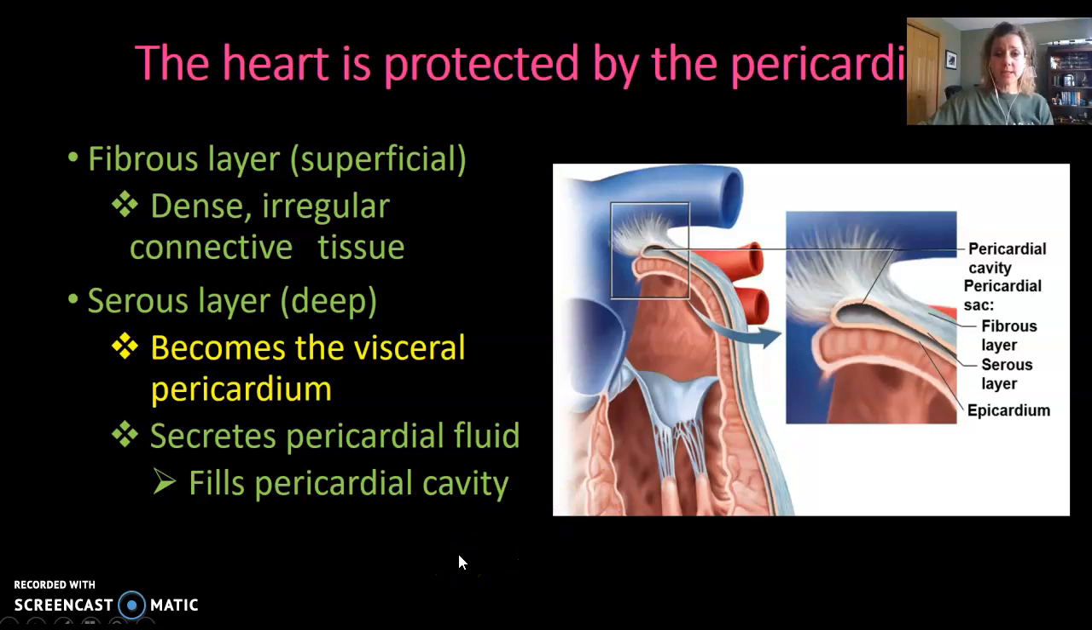Now, the heart is protected by a bag that is called the pericardium. The pericardial sac has multiple layers. The most superficial layer is made of fibrous connective tissue, dense irregular connective tissue, and that is called the fibrous pericardium. In this picture, you can see that it's kind of a whitish grayish color. And here you can see that the fibers are attached to this great vessel that is sprouting off of the base of the heart. This vessel is actually the left pulmonary artery.